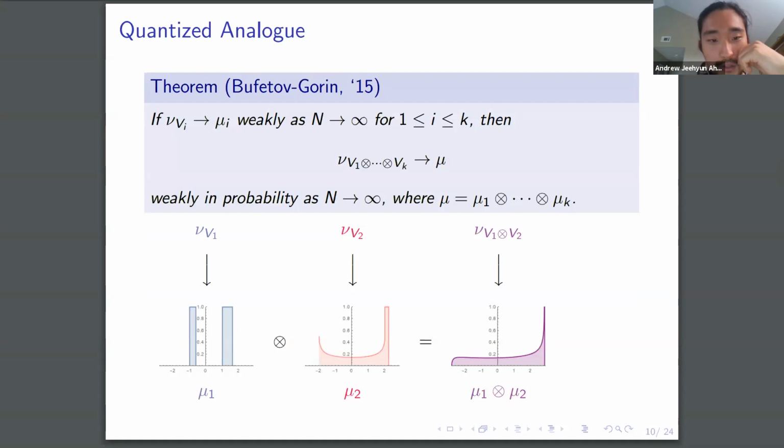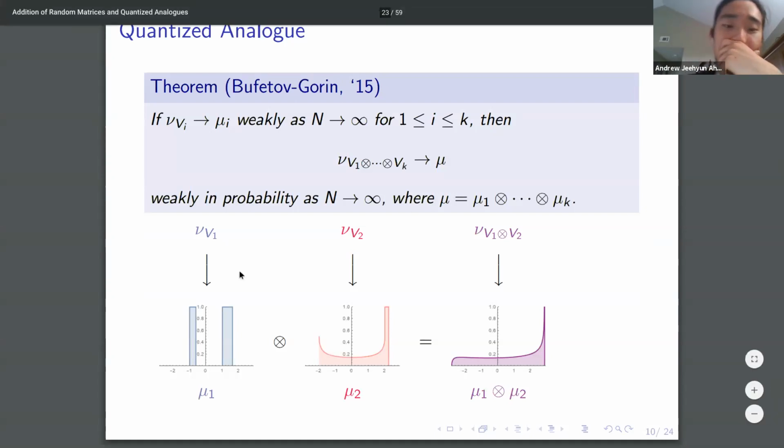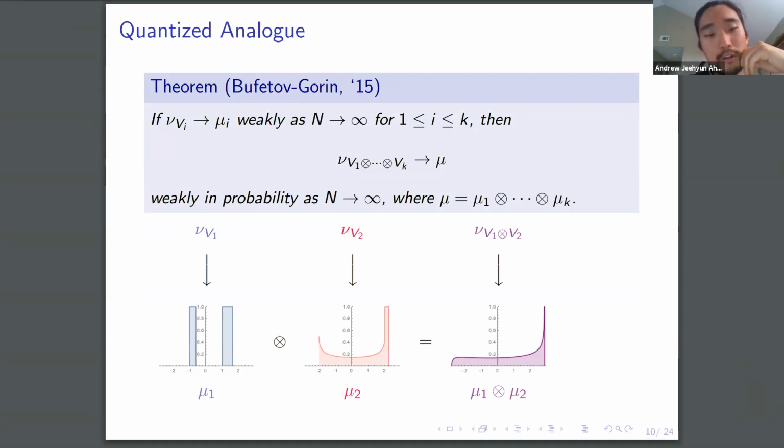Okay, so let me give you a picture. Again, we have nu v1 converges weakly to some shape, nu v2 converges weakly to some shape, and it follows then that nu v1 tensor v2 will converge to some shape given by the quantized free convolution. And since I cheated you out of a definition, I thought it'd be nice to give you a picture. If you have these two limiting measures, this is what the free additive, the quantized convolution will look like of these two measures.